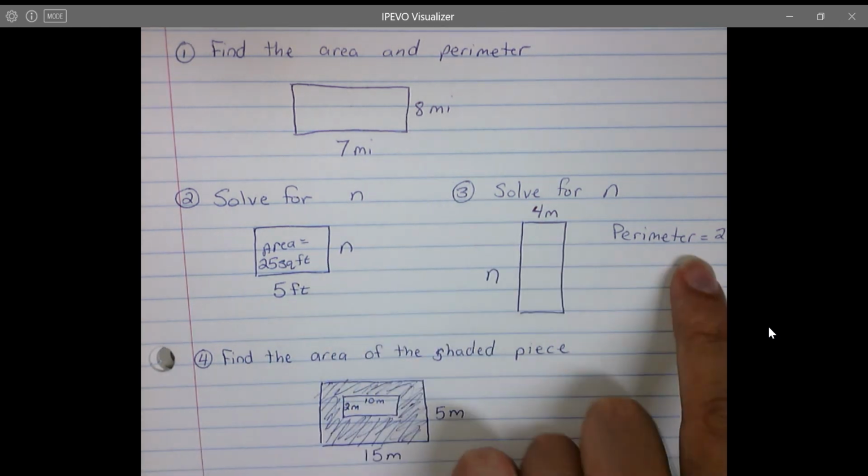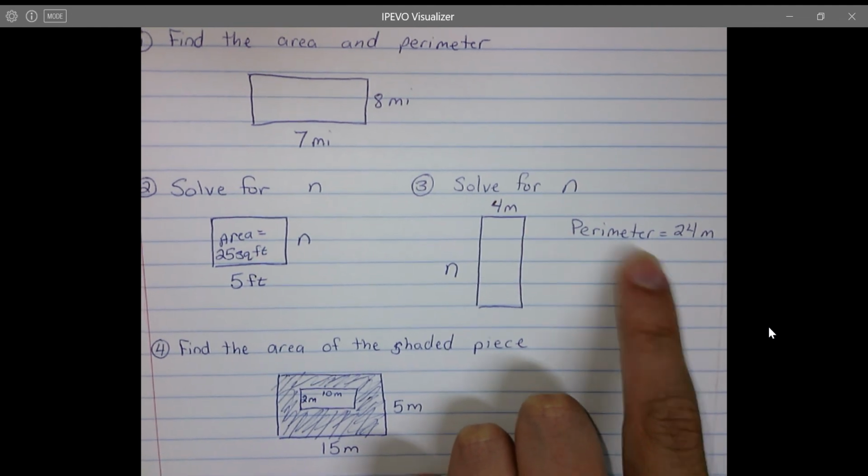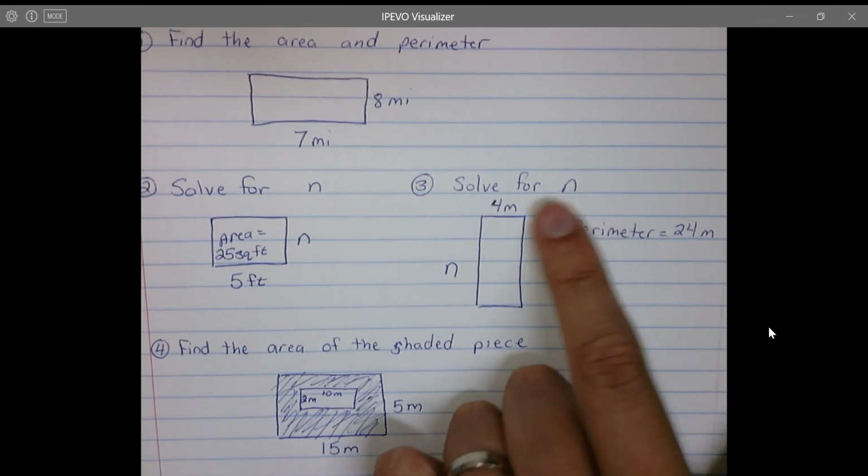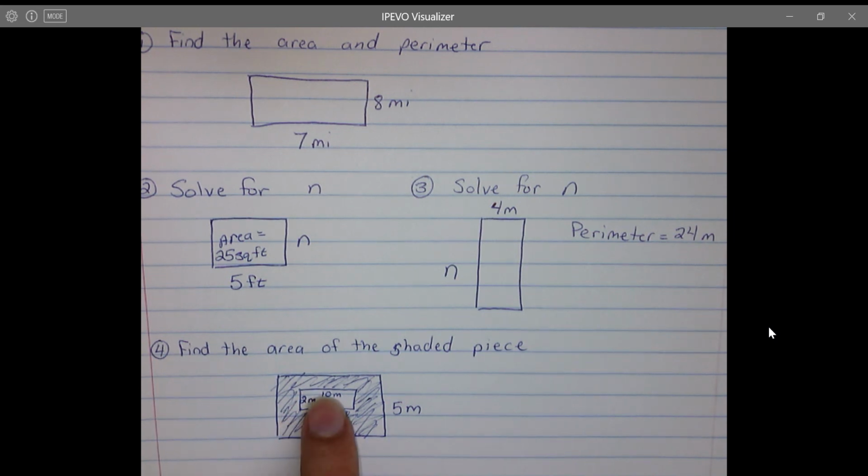Number 3, I gave you the perimeter. I guess I should make it so you could see the perimeter. Here is one side, there's the other side. Solve for n. And then the last one, find the area of the shaded piece. This is 2 and 10, and then 15 and 5.